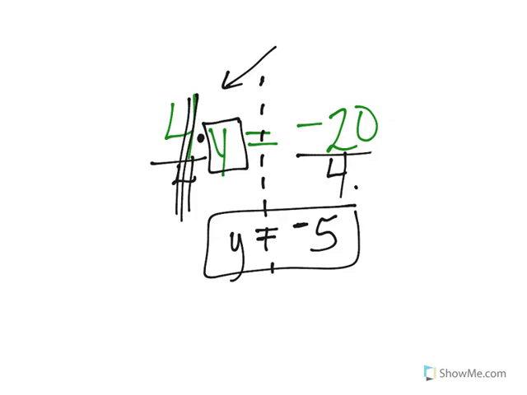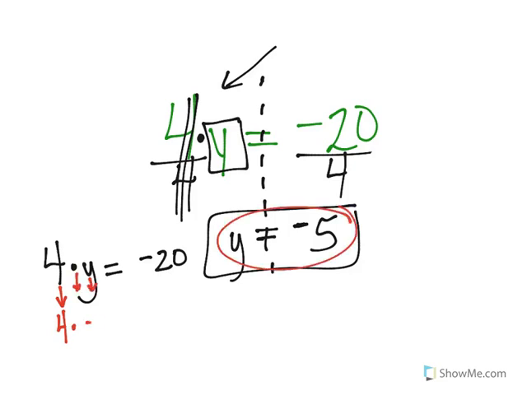Again, as always, I'm going to check my work to prove it. I'm going to use the original problem, which said 4 times y equals negative 20. All I'm going to do is substitute. 4 times, instead of y, I'm going to put negative 5 equals negative 20. All right, let's see if both of our rooms are equivalent.